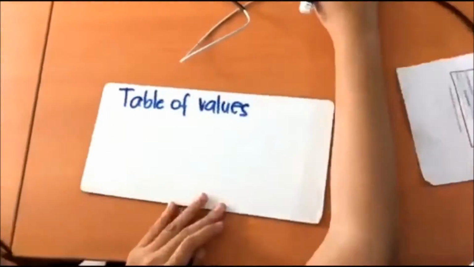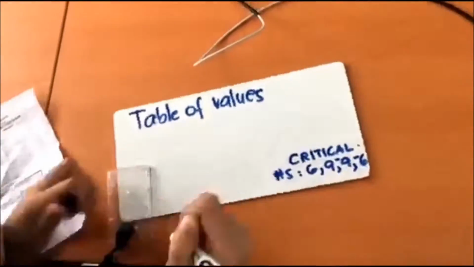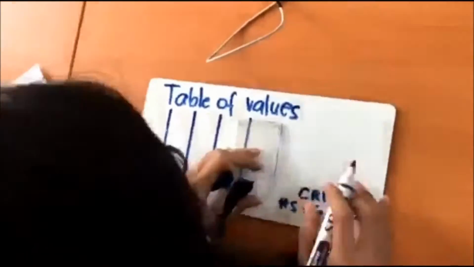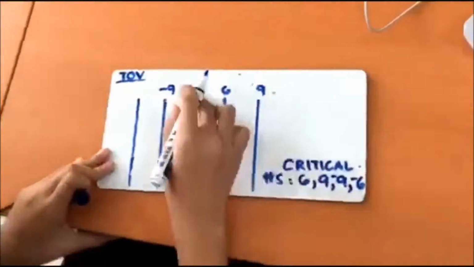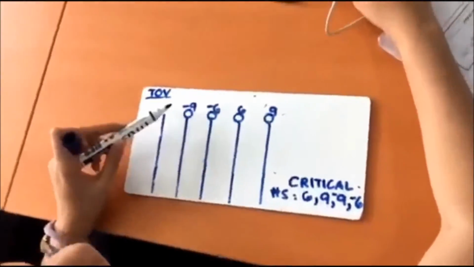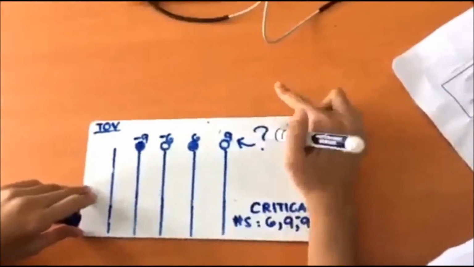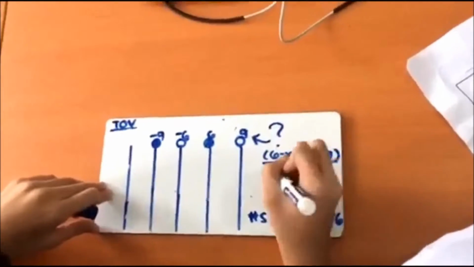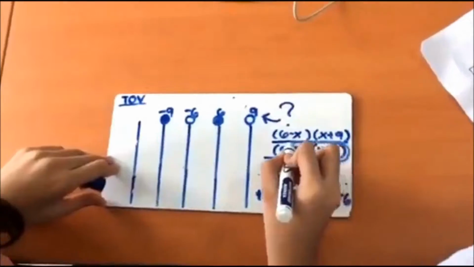In plotting the table of values, you need to use the critical numbers. Arrange these critical numbers in ascending order and draw circles below them to indicate their points on the x-axis. Then, I'm going to shade -9 and 6 only. Why? Because x can never be 0 since the equation will become undefined if the denominator is 0.